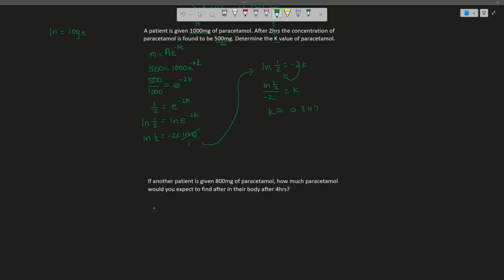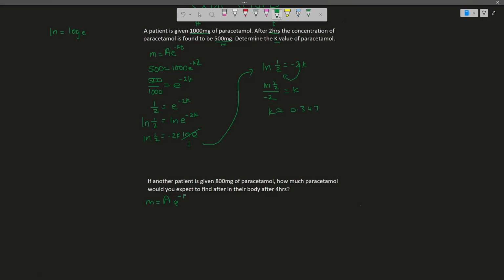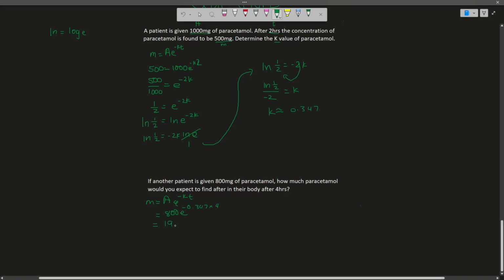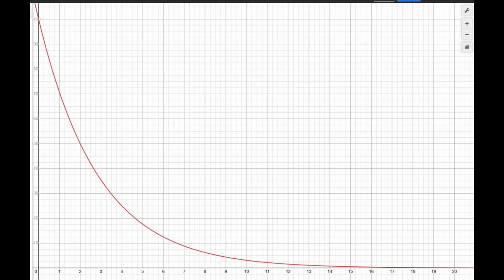For this next question, we're simply trying to find m. And since we know our k value, we just have to plug everything in. So m equals a e to the power of negative kt, which is equal to 800 e negative 0.347 times 4, which is equal to 199.66 milligrams.